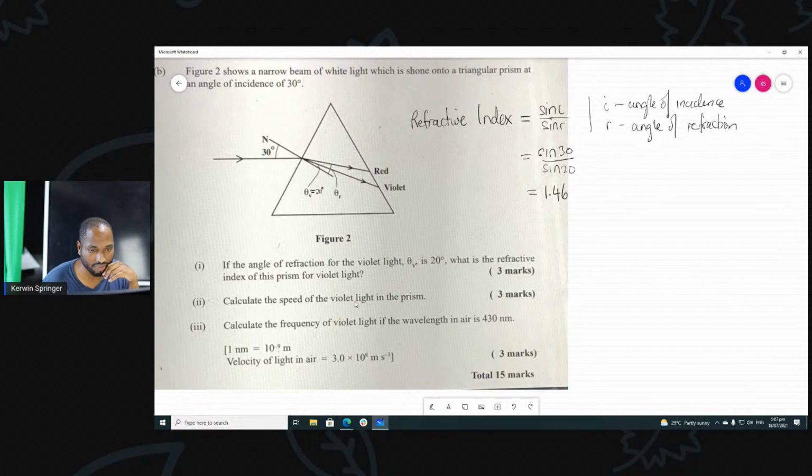Calculate the speed of the violet light in the prism. What's a way we can calculate the speed of the light in the prism, knowing that the speed of light in air is 3.0 times 10 to the power of 8? What's another way we can work out refractive index, people? Does the light speed up or slow down in the prism?